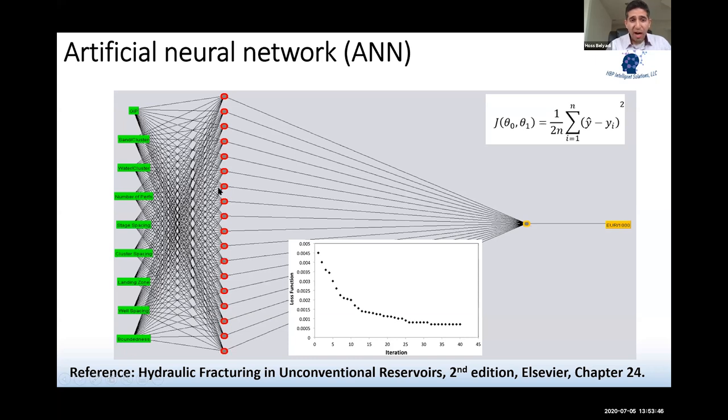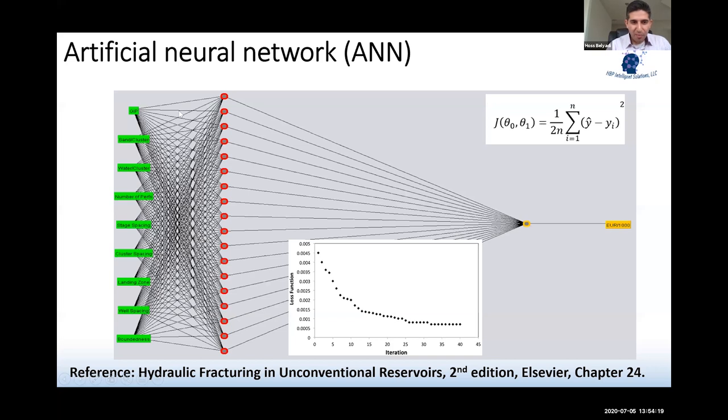And these are one of the hyperparameters that you use in your ANN model, okay? So what I would do is every single one of these neurons has a weight and a bias associated with it. So the way it works is, let's just say my actual EUR is 2.2 BCF per 1,000 feet, okay? 2.2 BCF per 1,000 feet.